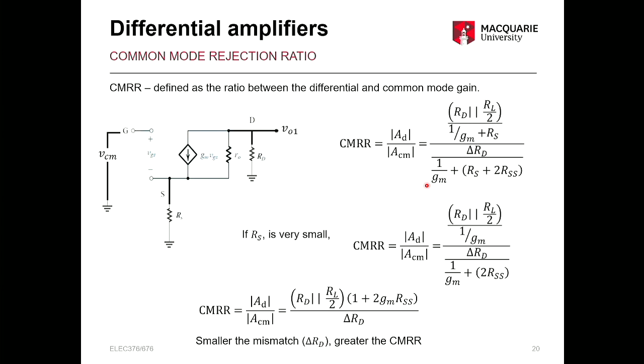And don't forget the CMRR is usually expressed in decibels. Okay, so 20 log 10 of this number. Of course, if we ask you a question, we'll tell you how we want that expressed. So we might ask for it in volts per volt or decibels or.